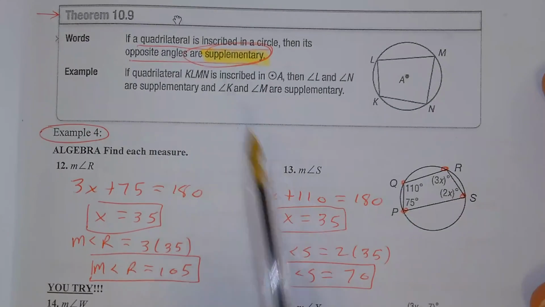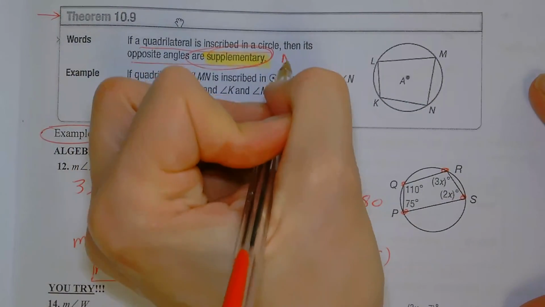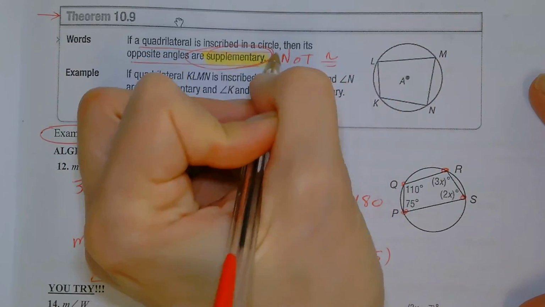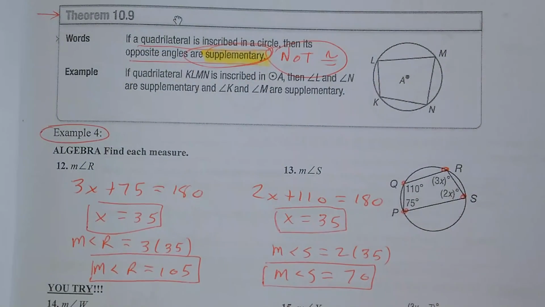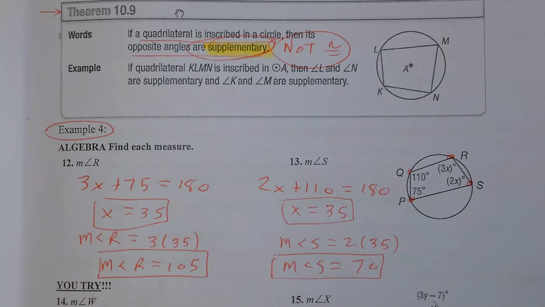Opposite angles are supplementary and not congruent. That happens all the time. Kids think they're congruent. That's only if it's a parallelogram are opposite angles congruent, but these aren't parallelograms necessarily. So you're going to go back through and finish the ones that we skipped just to have that extra practice before you try to go on.